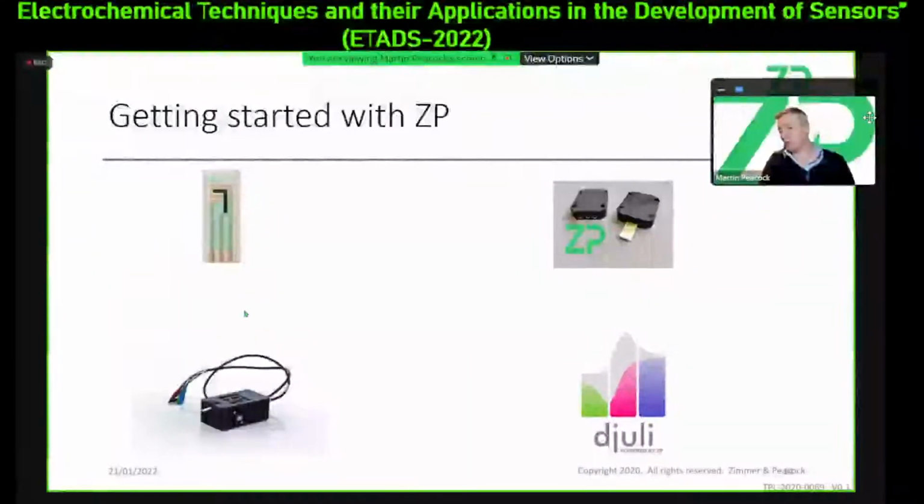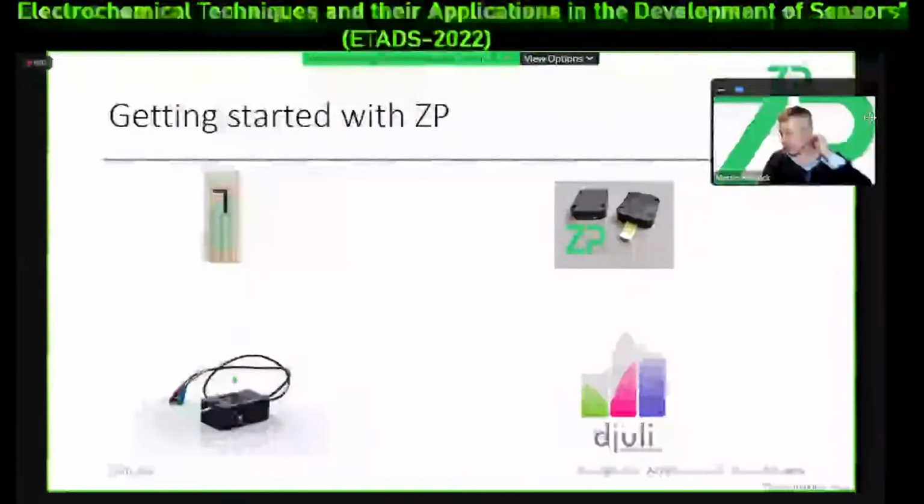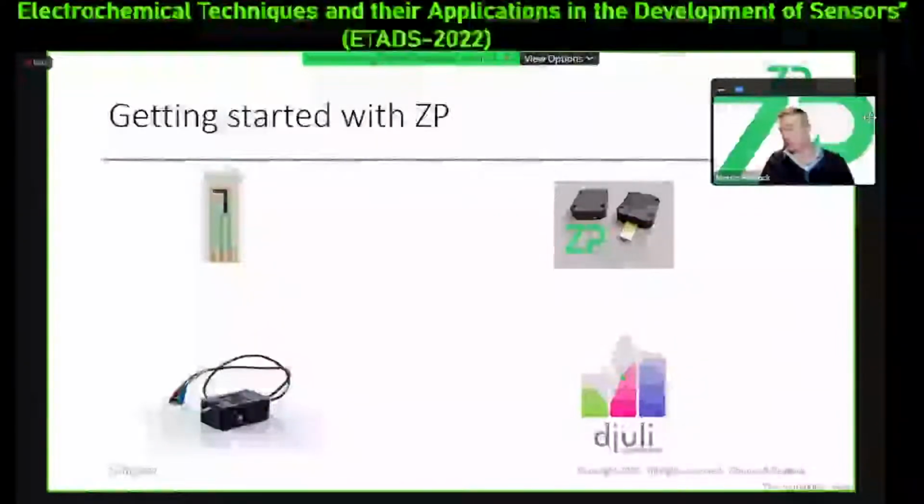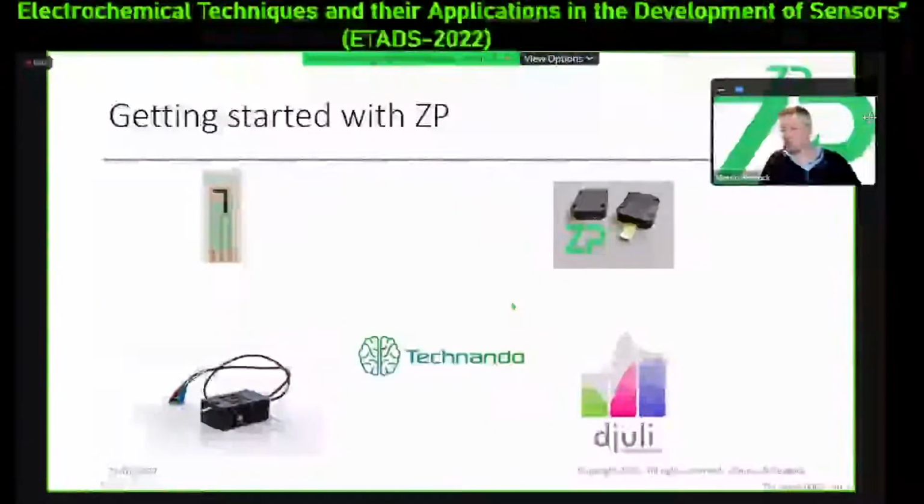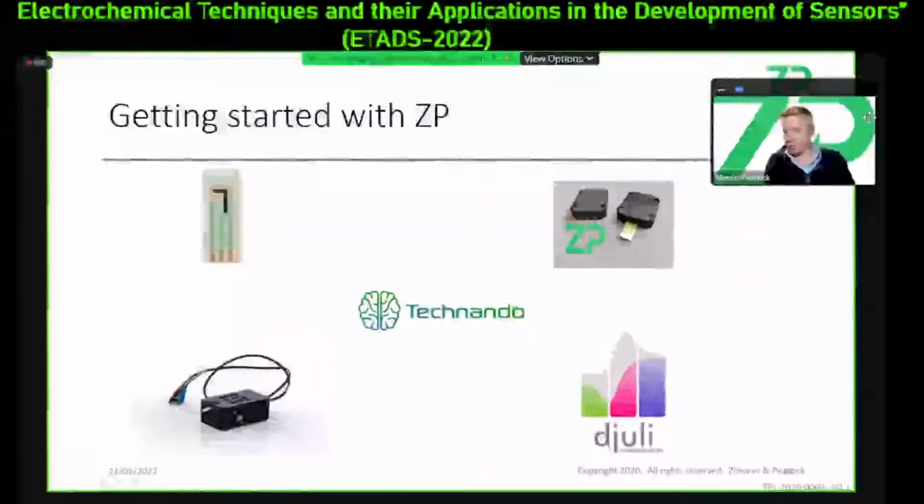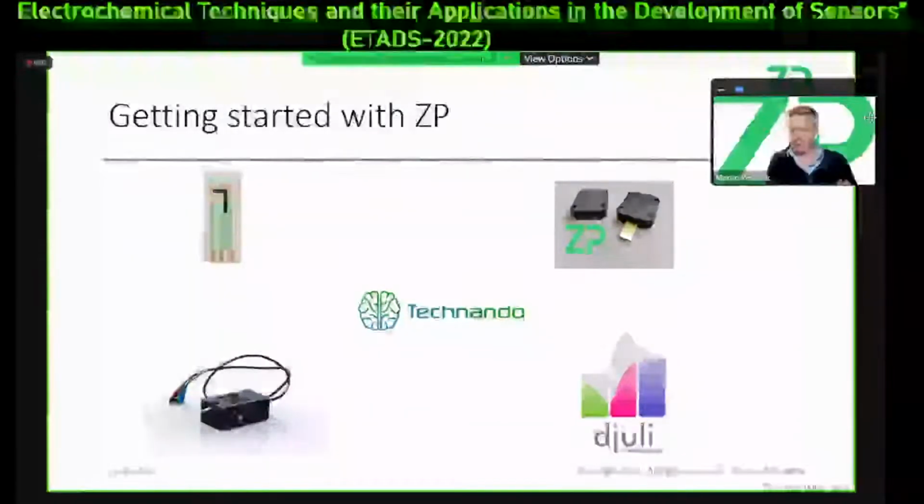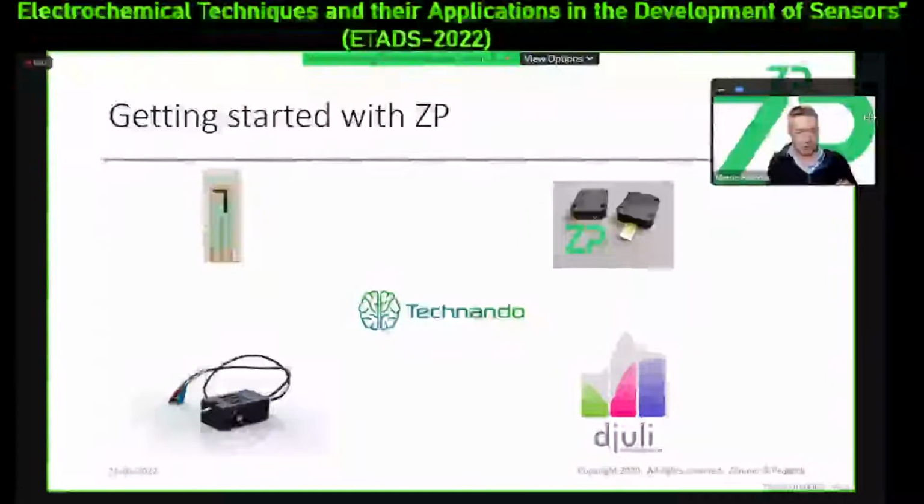So at Zimmer and Peacock, we use all of these things. We use our own screen printed electrodes, our own connectors, and our own potentiostats. By the way, we put all our data into a cloud system called Julie, where we store, analyze, and share our data. It's probably worth saying that in India, all these things could be coordinated and found out about through a company called Technando, technando.com. The team there are extremely knowledgeable about us as a business and also about our products.